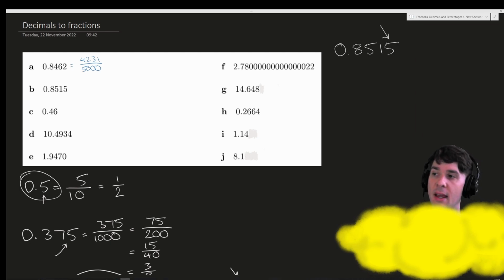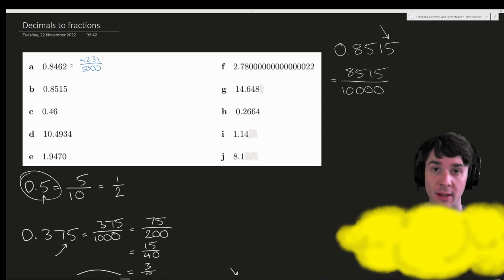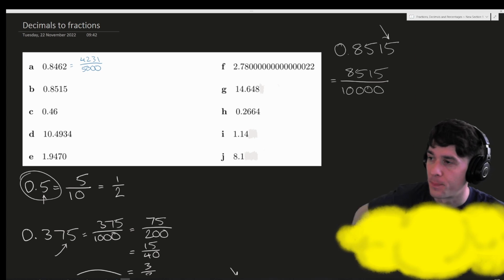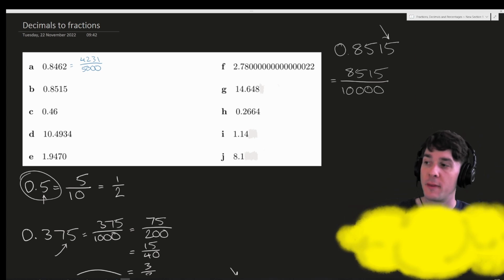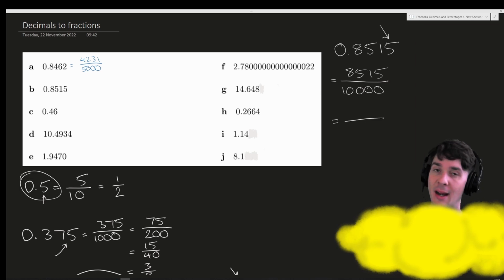0.8515 has a rightmost digit of 5 in the 10,000th position, just like the last example. So again, we're going to turn this into a fraction over 10,000, and our numerator will be 8515. We're technically done, but let's simplify. I can see a common factor of 5 between the numerator and denominator. Now, I can do in my head 10,000 divided by 5 is 2,000. Just like 10 divided by 5 is 2.